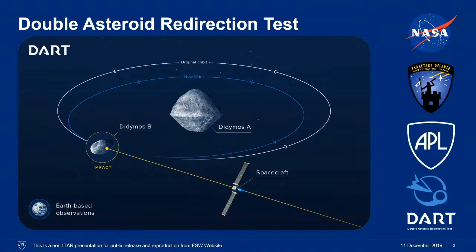So the spacecraft, DART, will be hitting Didymos B, which is part of this binary system of Didymos A and Didymos B. And the hope is that by hitting it, we can change the orbit of that smaller asteroid around this larger Didymos A asteroid. And we can make observations from Earth to more accurately understand exactly what the effects of this kinetic impact are and understand the technology in the case that we ever do need it.